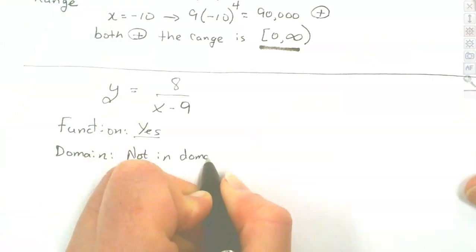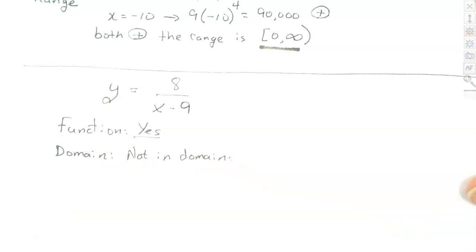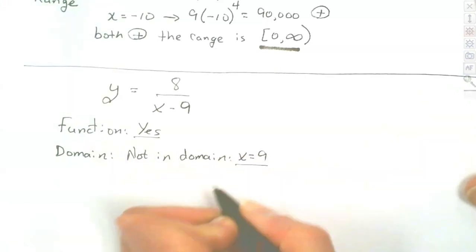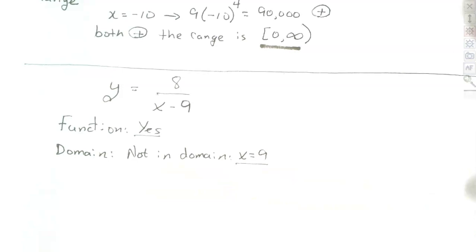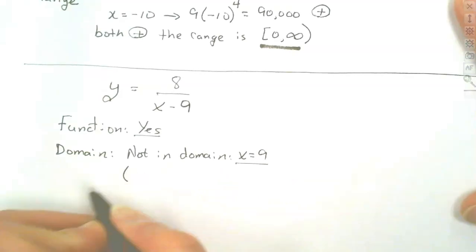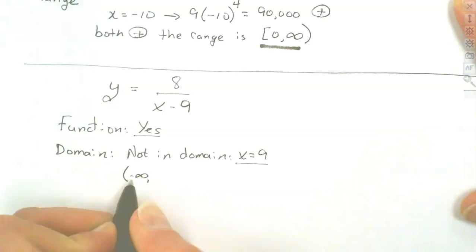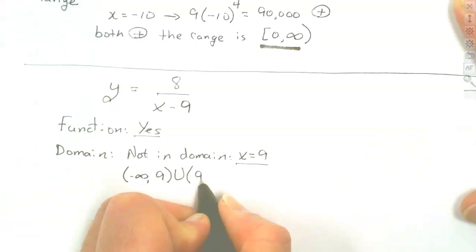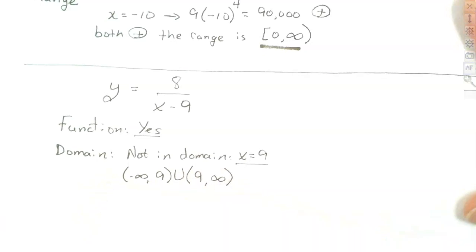Does anyone know what would not be in that domain? It's not 0, but what number is not in there? 9. And how do we write it now? Well, our domain is going to be negative infinity to 9 union 9 to infinity. That is saying that every number works except for 9, because 9 will give you division by 0.